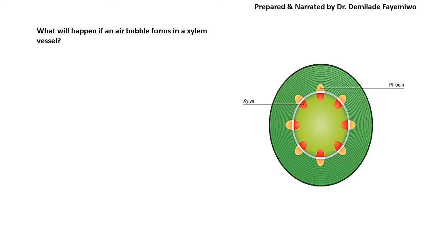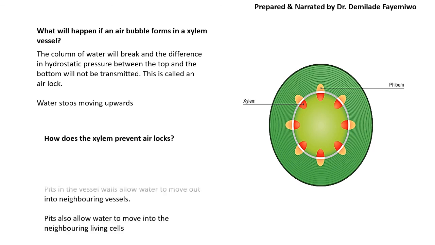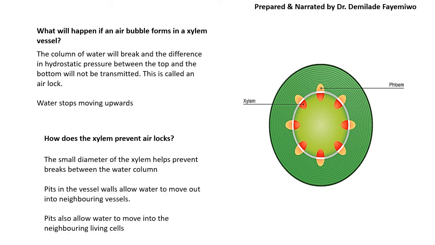In the same way, when you have an air bubble in a xylem, what will happen is that the column of water will break, and that means that water will not be able to move upwards through the plant. So the xylem is adapted to prevent this loss of water, or should we call it the loss of pressure that drives the transport of water. So how does the xylem prevent these airlocks?